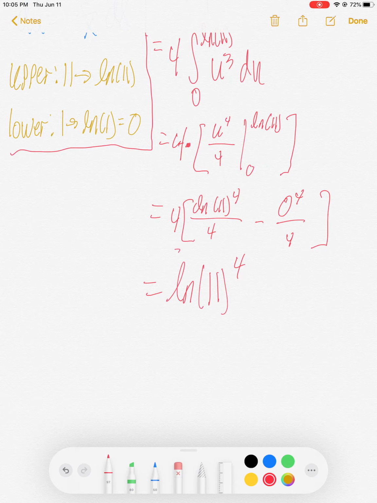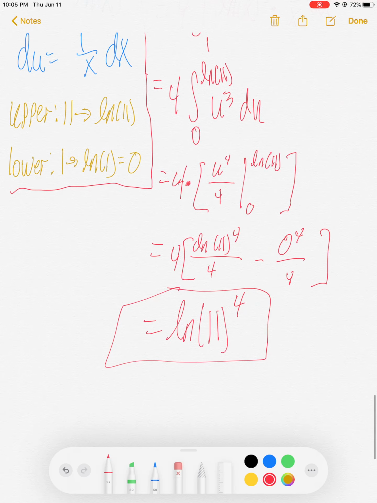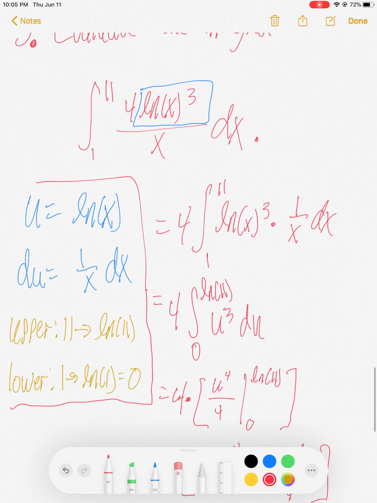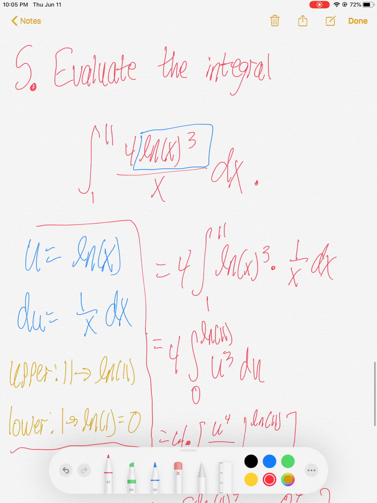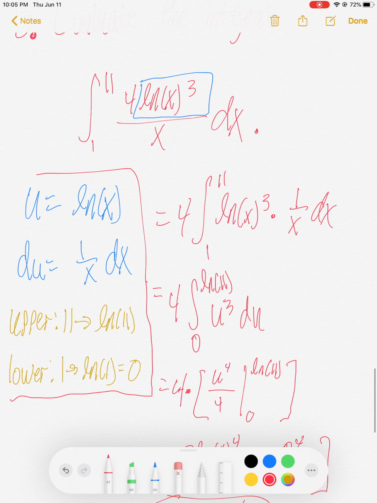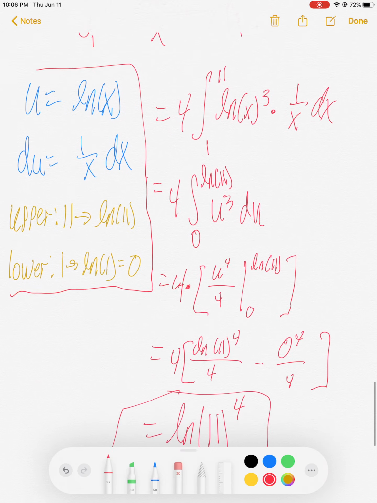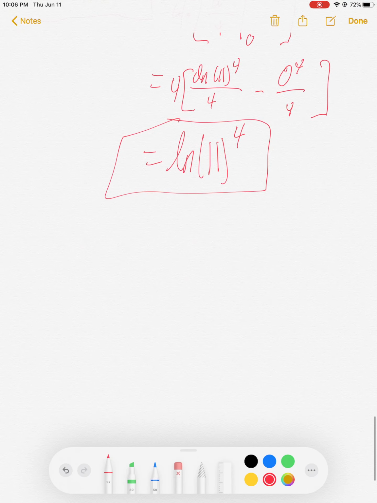This second fraction is, of course, just 0. In this first fraction, I get 4's canceling, so it looks like I just have ln of 11 to the 4th. These are the same two things. I'll write it the other way to make it more clear: ln of 11 to the 4th. So that gives us our solution.